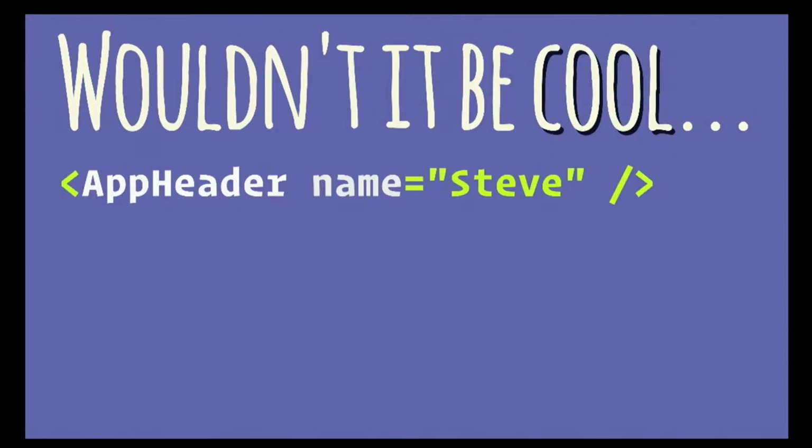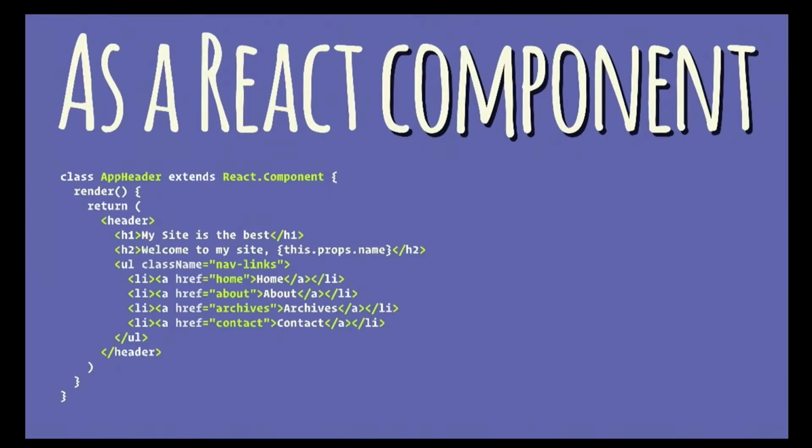But wouldn't it be cool if we could write it just like this? So that's what React lets us do. This is what a React component looks like. We have the component name, which is AppHeader. It extends from something called React.Component. There's a render method on it, and then it returns what looks like HTML.